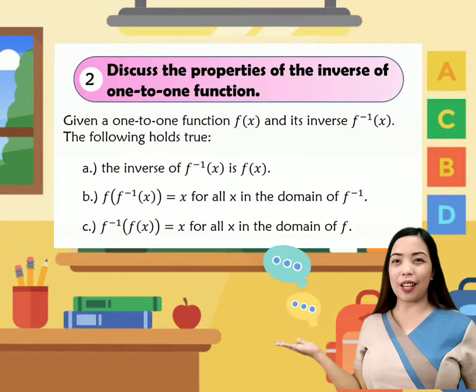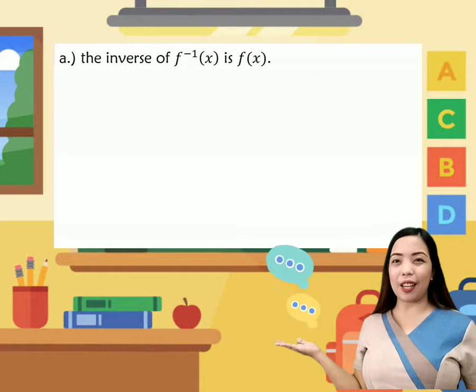Let us move to our second objective. Given a one-to-one function f of x and its inverse f inverse of x, the following holds true. Letter A, the inverse of f inverse of x is f of x. Letter B, f of f inverse of x is equal to x for all x in the domain of f inverse. And letter C, f inverse of f of x is equal to x for all x in the domain of f. Let us prove the first one.